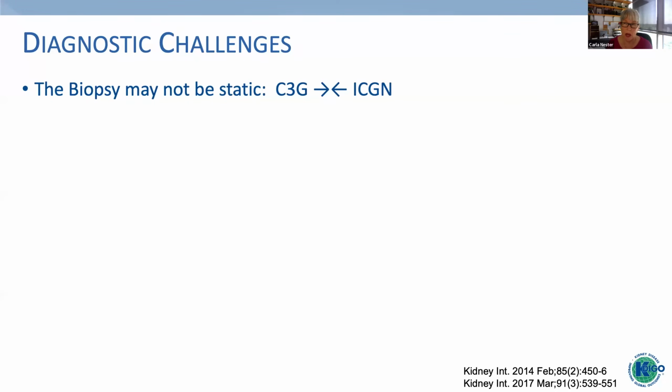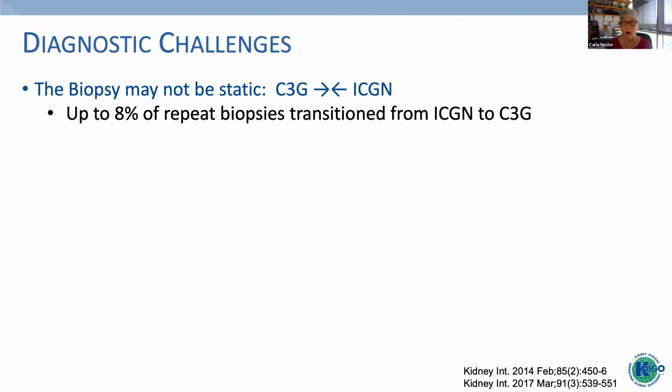So a new, or relatively new, concept is this idea that the biopsy may not be static, and that was already introduced to you. There will be patients that you thought were immune complex GN, and you thought that they were post-infectious because they have a classic post-infectious biopsy, but then they still have glomerulonephritis 2 years later. You rebiopsy them and they are in fact C3 dominant this time, or even C3 isolated. And that was actually also found in that Columbia population. About 8% of those patients transitioned from immune complex GN to C3G.